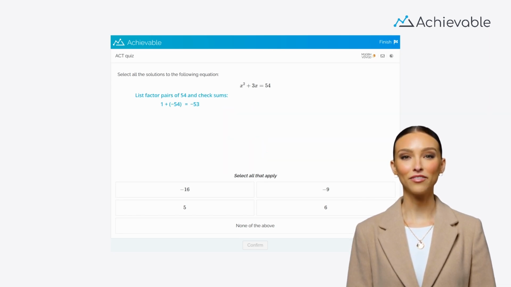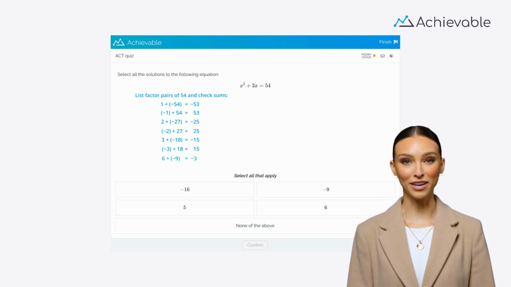1 plus negative 54 equals negative 53. Negative 1 plus 54 equals 53. 2 plus negative 27 equals negative 25. Negative 2 plus 27 equals 25. 3 plus negative 18 equals negative 15. Negative 3 plus 18 equals 15. 6 plus negative 9 equals negative 3. Negative 6 plus 9 equals 3.